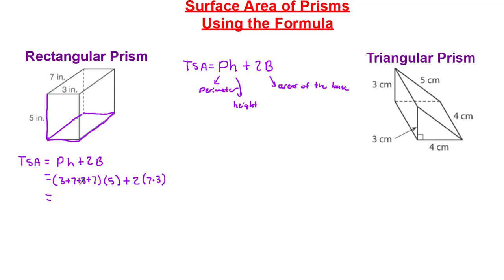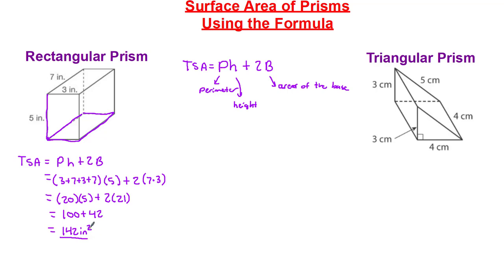So 3 plus 7 plus 3 plus 7 is going to give us 20, multiplied by 5, and then, of course, 7 times 3 is going to be equal to 21. So we have 100 plus 42. 142 inches squared is going to be our total surface area.